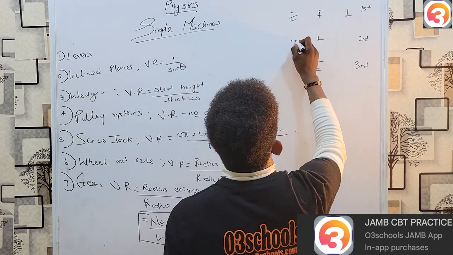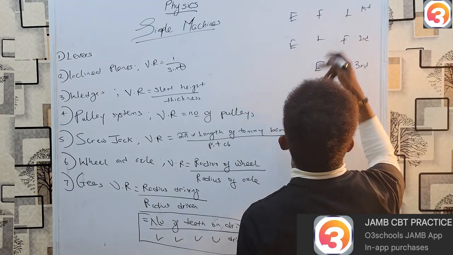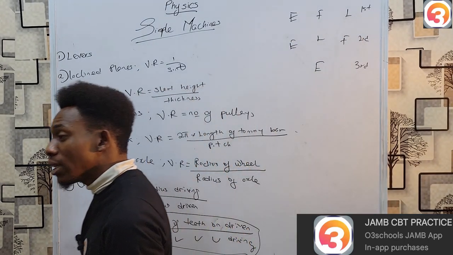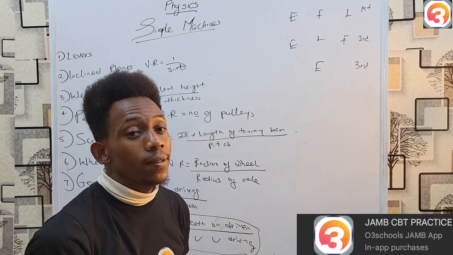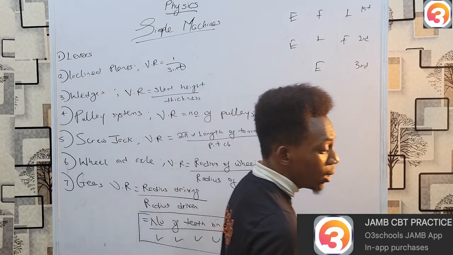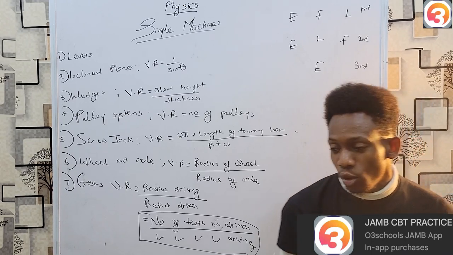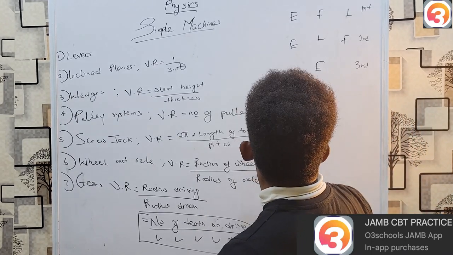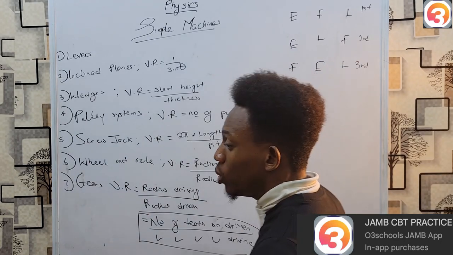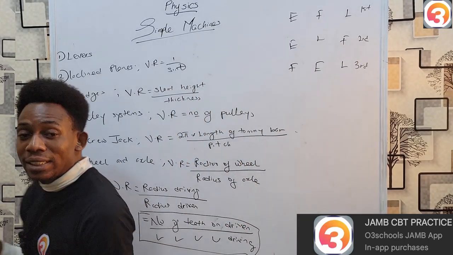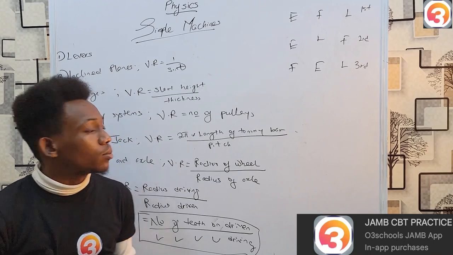Second class is effort, load, then fulcrum. Good examples are a wheelbarrow or a nutcracker. You have the effort at one end, the load in the middle, before the fulcrum. While last but not least, your third order levers are fulcrum, effort, load. You have the effort staying at the center. Effort is at the middle.